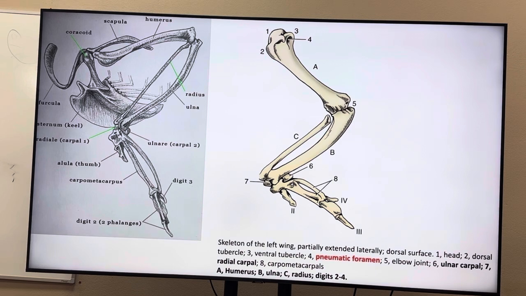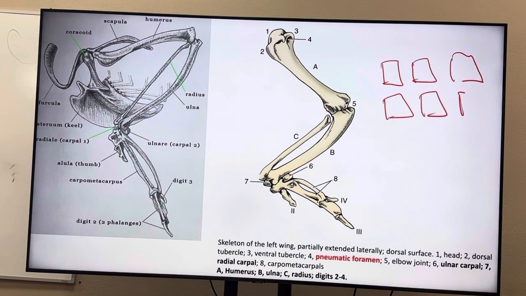So how many rows of the carpal bones do we have in mammals? Three. Rows of carpal bones. Yeah, two rows. What about the tarsus? We have two. So we have proximal row, we have distal row in mammals.